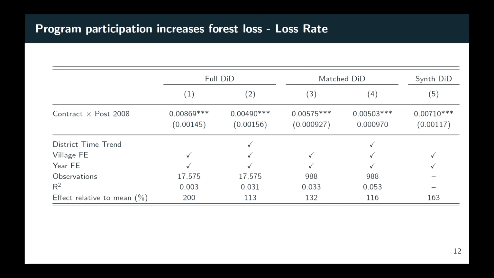Okay, results are quite consistent when we look not at the inverse hyperbolic sine of forest loss, but the deforestation rate. So remember, this is the percentage of baseline forest in a village that's lost every year. And so obviously the magnitude of the coefficients are much, much smaller, but the qualitative findings are very, very similar across all of our different model specifications. Very strong evidence that the deforestation rate in these villages that were treated increased significantly relative to untreated villages.